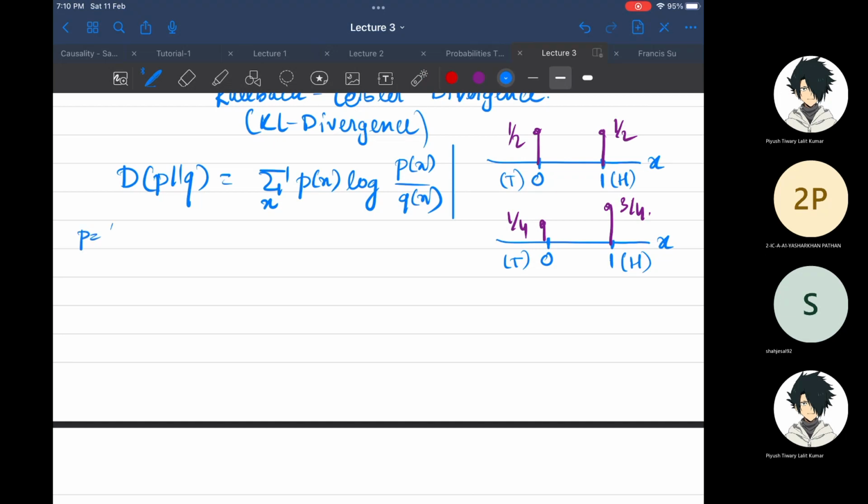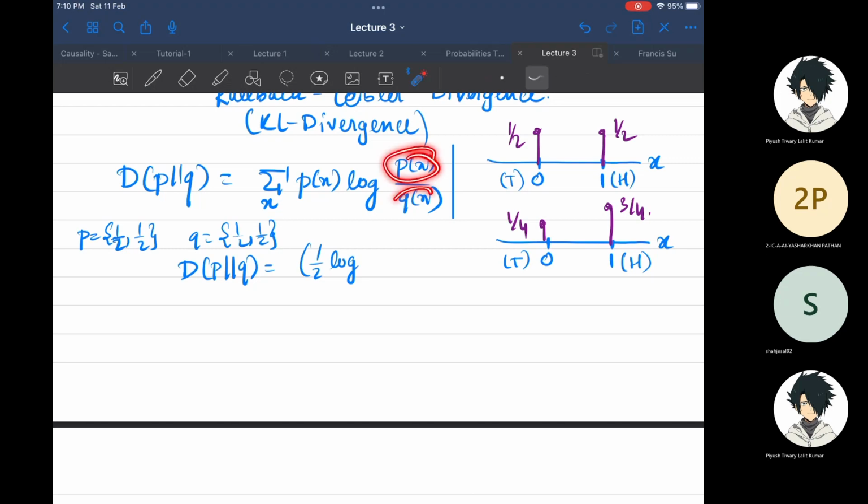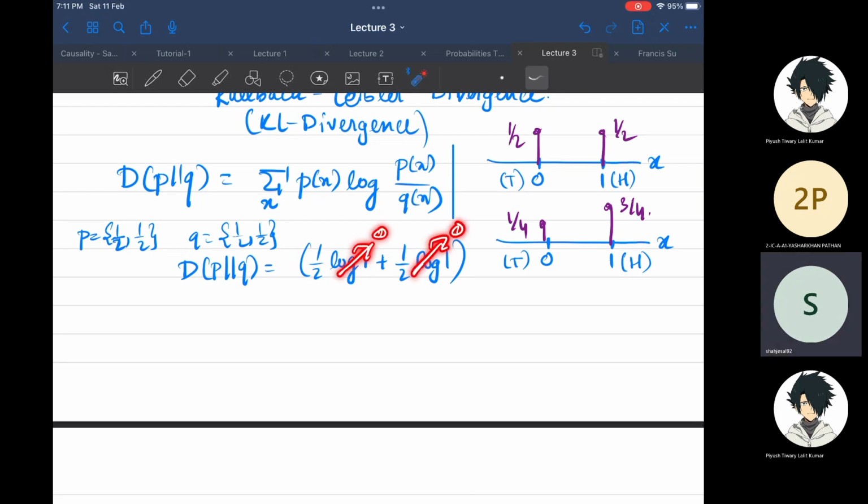So let us say P is half comma half, and Q is also half comma half. So both the distributions are the same. What would the value of KL divergence be in this case? This will be a summation, so let me write it. That will be half, and since P and Q are the same, P by Q will be 1. I hope you will agree with that. Plus again half log 1, right? And we know that log 1 is 0, so this is 0, this is 0, zero. So this will become what? 0. Divergence will be 0.